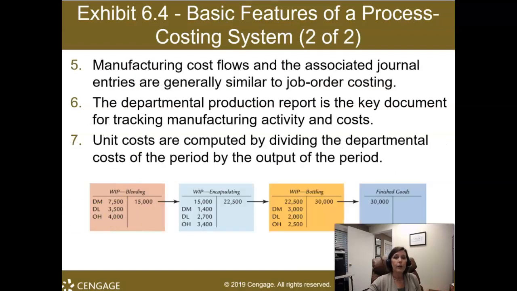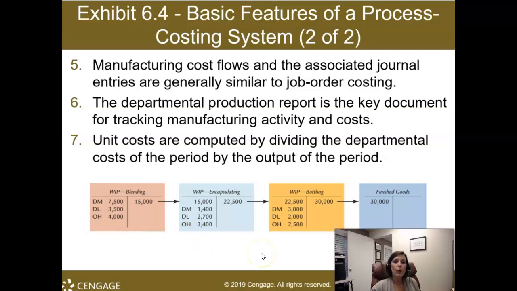And as I had said previously, or at least meant to say, we're going to have a different work in process inventory account for each of our processes. Here, our example is back to our antihistamines, where we've got blending and encapsulating, bottling, and then into our finished goods.